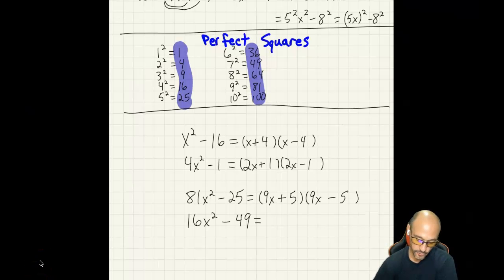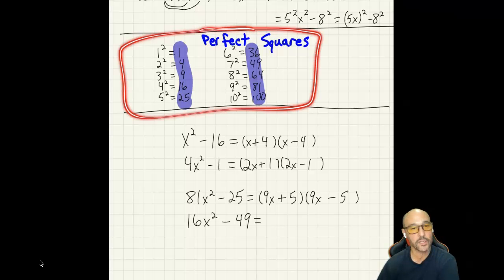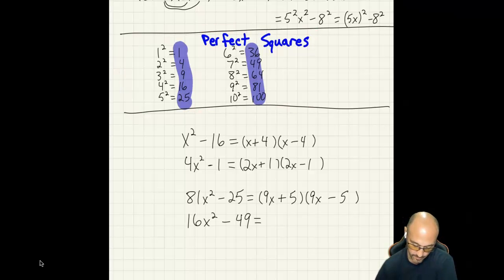Okay, so the student in the breakout room with me here said, hey, can you go up so I can have a look at those perfect squares? So there they are, just in case you needed them.